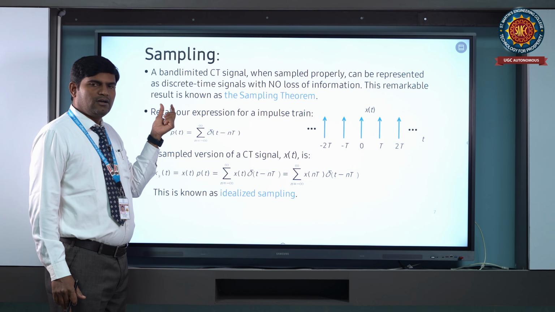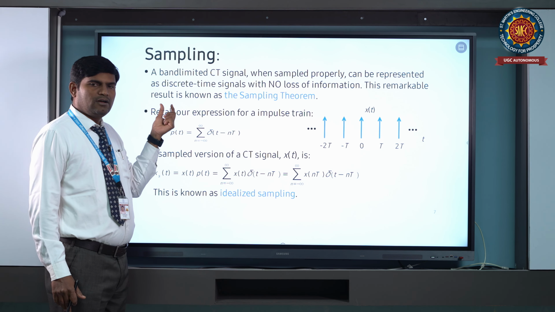So if this is the frequency spectrum of the input signal, then the sampled version of the signal contains replicas of X(omega) repeating for every omega s, the sampling frequency. So the frequency spectrum consists of replicas of the frequency spectrum of the original signal.